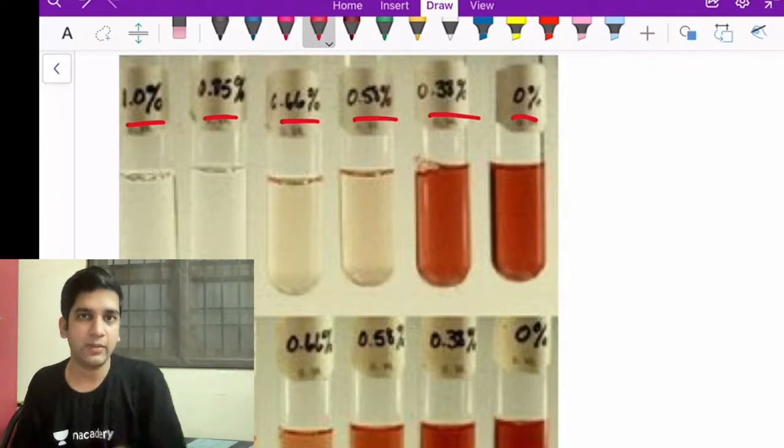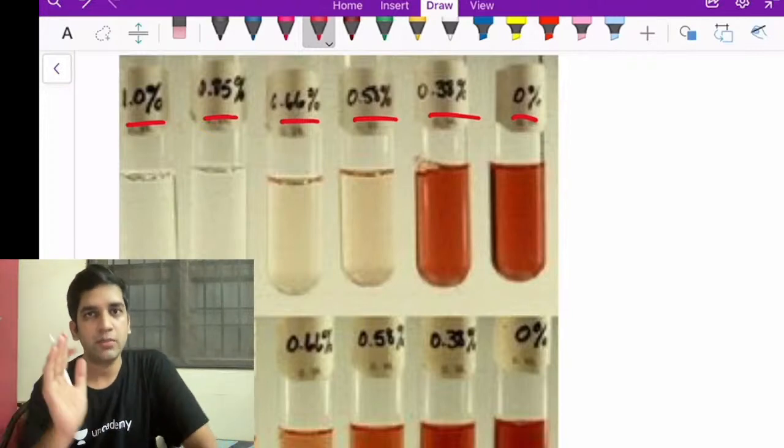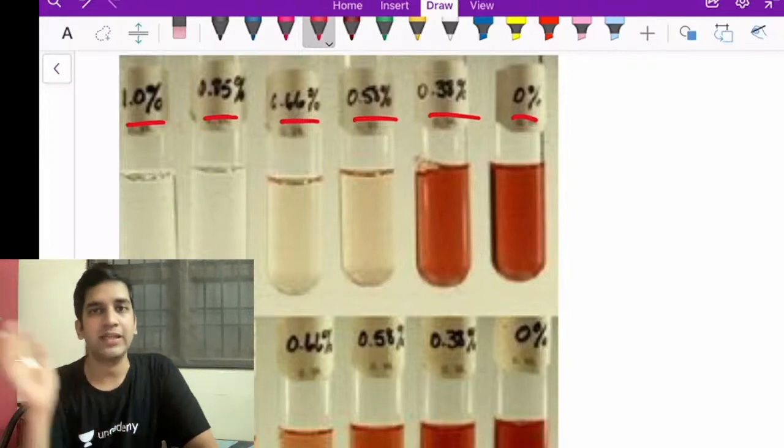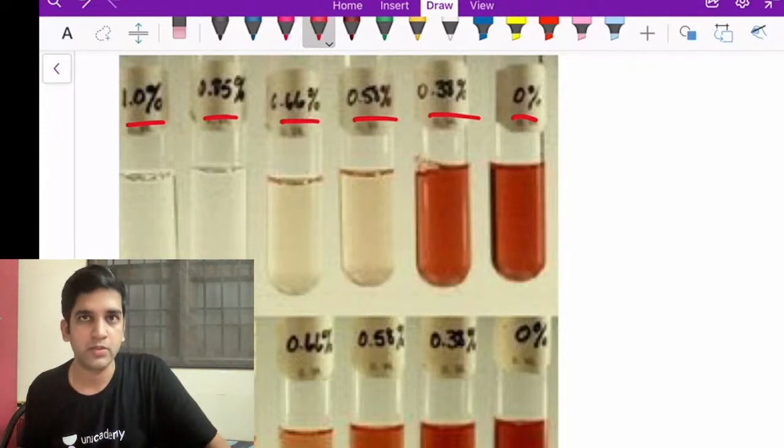I'll take 0.9 normal saline, that's isotonic. I reduce it to 0.8, 0.7, 0.6, 0.5. Each tube will have that specified amount of saline, which is written on top. So I'm going to see whether hemolysis is happening or not.